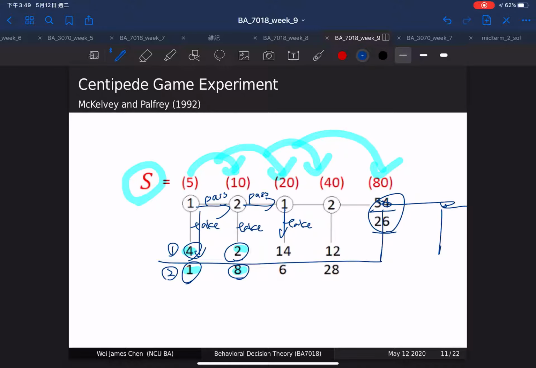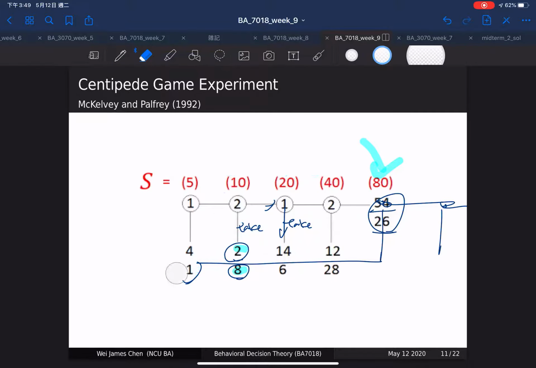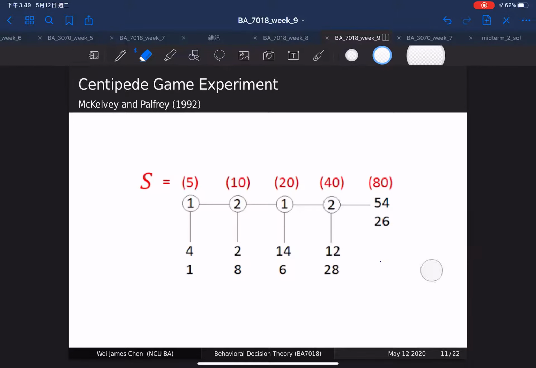What will happen? What's the theory prediction? Well, pass until the trigger. The theoretical prediction, again, we use backward induction. So if it is the last decision, what would the second player do? Not pass, right? So theoretically, you never pass. Yes, the theoretical prediction is you never pass. Whenever you have the chance, you take.